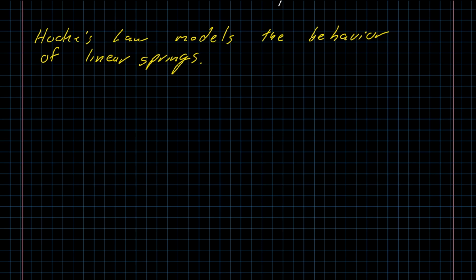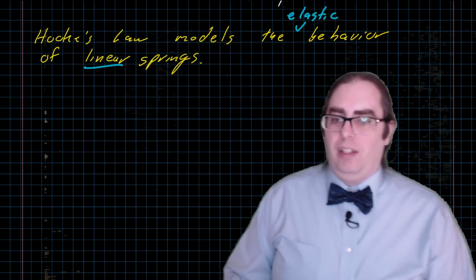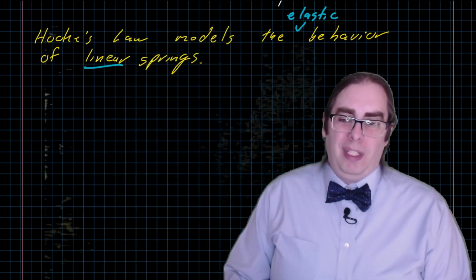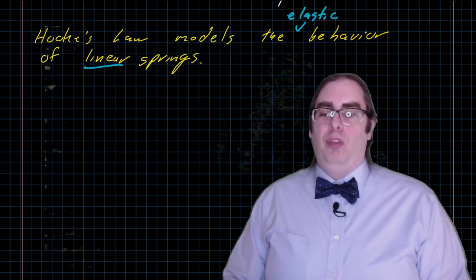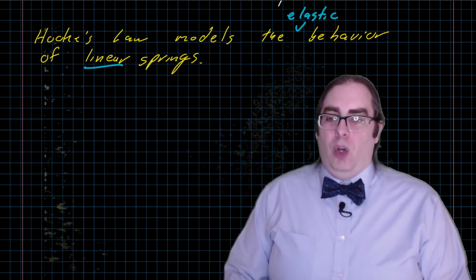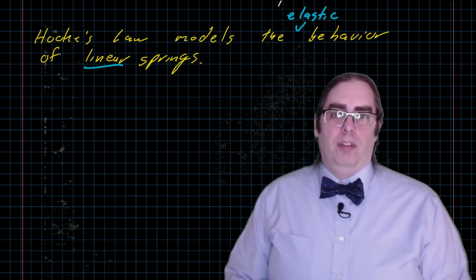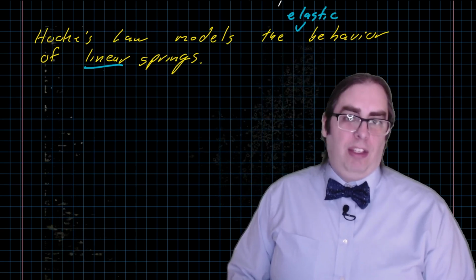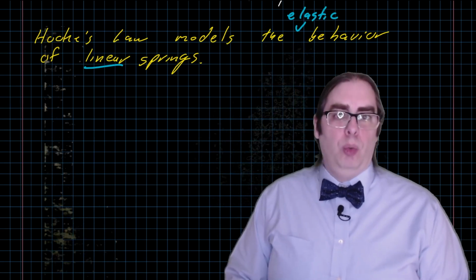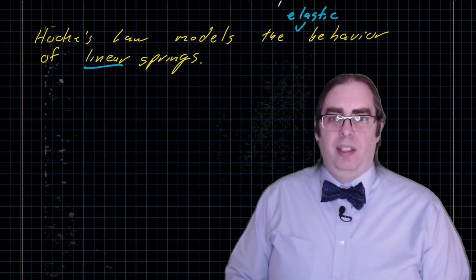The mathematical formulation Hooke's law models the elastic behavior of what we refer to as linear springs. This is one of those definitions that is so simple and so stupid, and it's a wonder that it is useful at all. Hooke's law models linear springs. A linear spring is a spring that behaves according to Hooke's law.